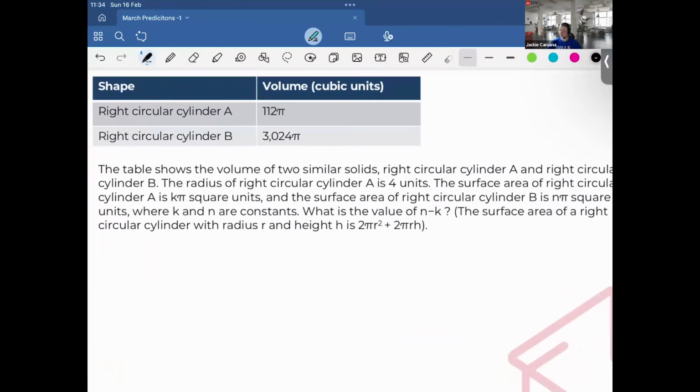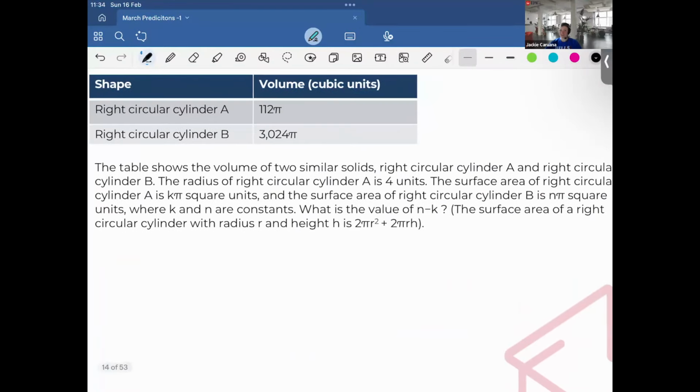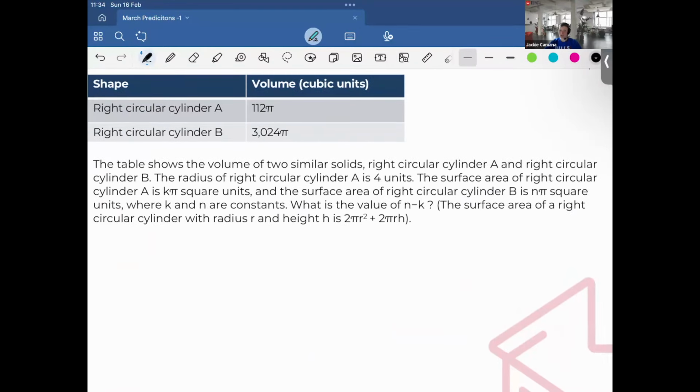But let's see. So here, shape, volume. It says the table shows the volume of two similar solids, right circular cylinder A and right circular cylinder B. The radius of right circular cylinder A is 4 units. The surface area of right circular cylinder A is k pi square units, and the surface area of right circular cylinder B is n pi square units, where k and n are constants. What is the value of n minus k?